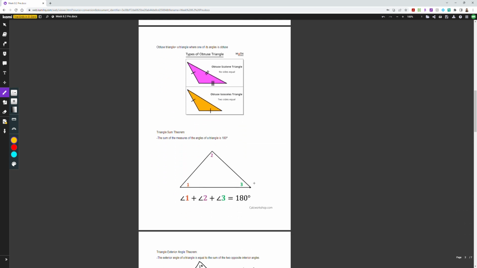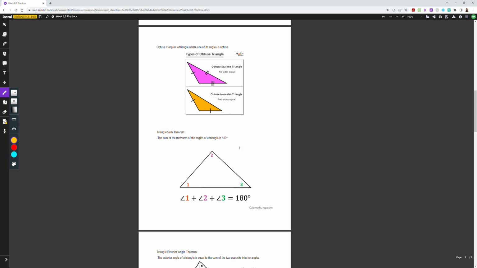Now, we can also have an obtuse triangle where one of its angles is obtuse. And remember, obtuse means it is more than 90 degrees. So we can have an obtuse scalene triangle and an obtuse isosceles triangle. So it's really handy to know all these different types of triangles.